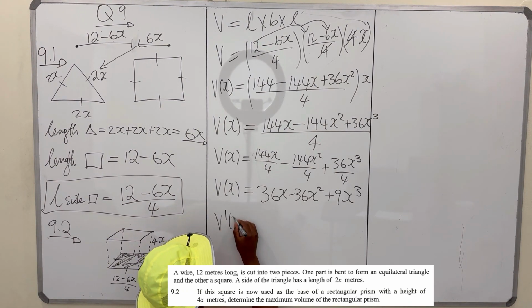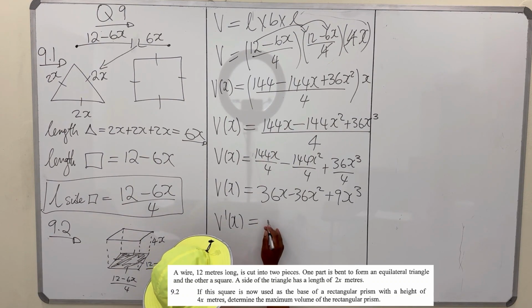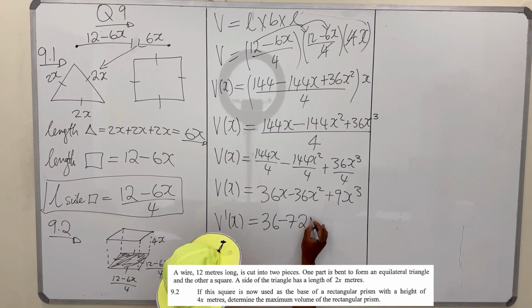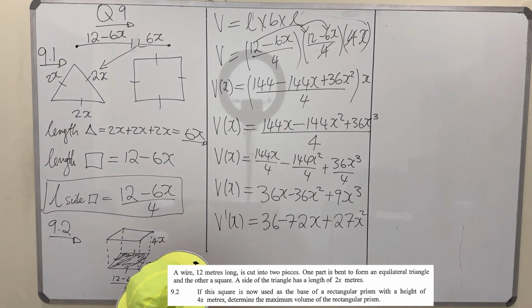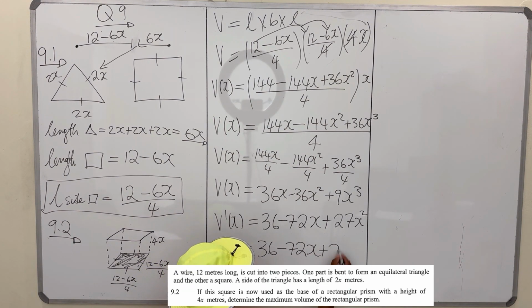V prime as a function of x is equal to what? It's equal to 36 minus 72x plus 27x squared. That's what we have, equated to 0. So we have 36 minus 72x plus 27x squared.